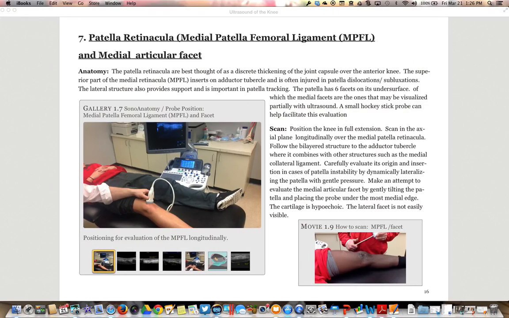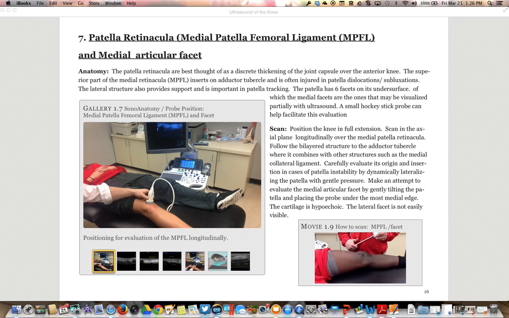The last structure we're going to look at is the medial patellofemoral ligament, the patella retinacula, and the medial articular facet. The patella retinacula are best thought of as a discrete thickening of the joint capsule over the anterior knee. The superior part of the retinacula inserts into the adductor tubercle and is often injured in patella dislocations and subluxations. The lateral structure also provides support and is important in patella tracking.